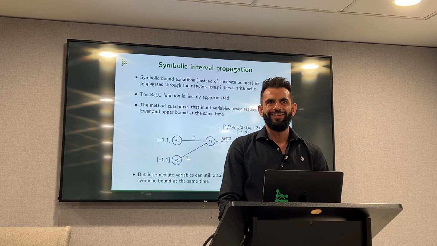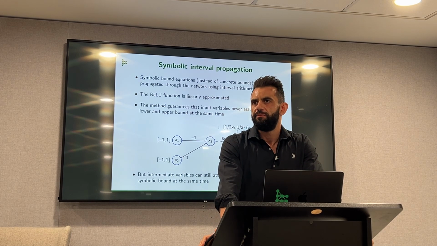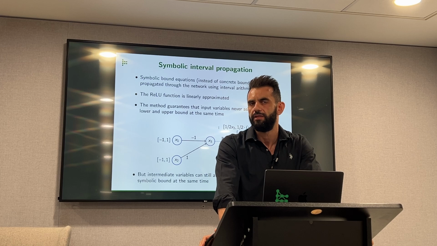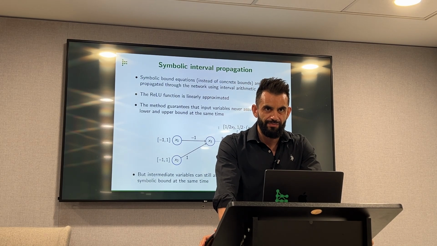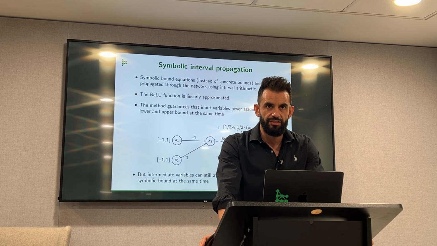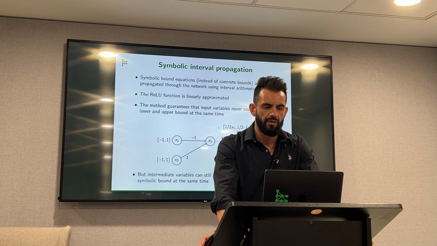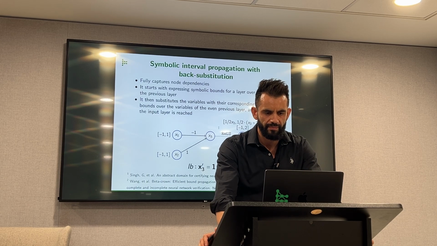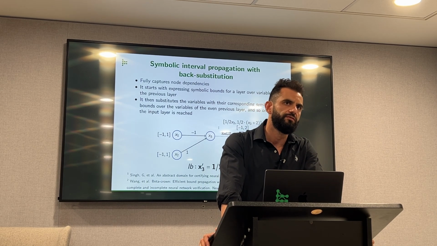However, it does not alleviate the issue completely. It may still be the case that for intermediate nodes, they attain both their lower and upper bound equations at the same time. So the last method that I will discuss is an extension of this, which completely accounts for the dependencies between the nodes. This is called symbolic interval propagation with back substitution. And it does so by working in a backward instead of a forward manner.